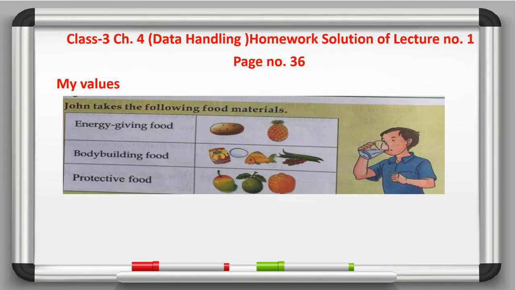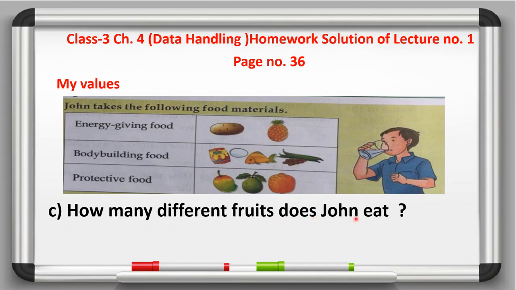Now in C part, it is given how many different fruits does John eat. So here beta, we need to count the number of fruits only. Okay. So let's see how many fruits are there. One this, okay, pineapple. Then there is no fruit. Now here mango is there, and then guava is there, and then orange is there. So how many fruits? 1, 2, 3, 4. So there are 4 fruits, different fruits that John eats. Okay. Thank you.